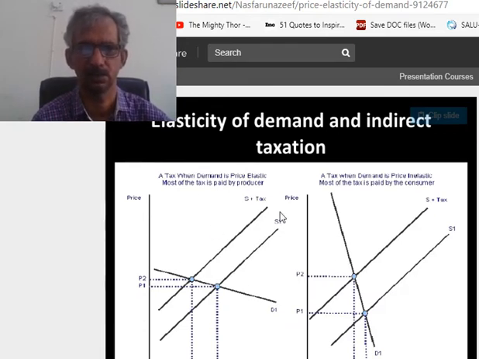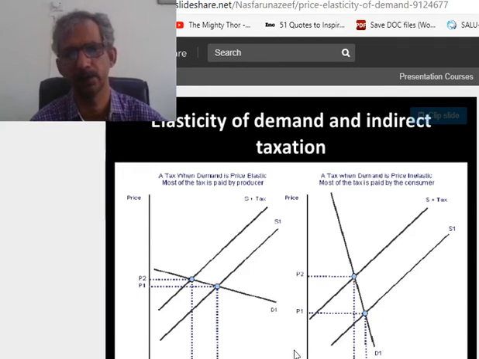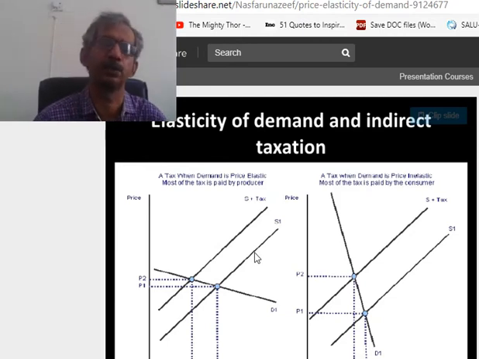You can also see the tax. When demand is price elastic, most of the tax is paid by the producer. Because tax is also included in the price of any product, when price increases, people buy less. The sellers have to pay from their own pockets, because if they charge more, people will buy less.